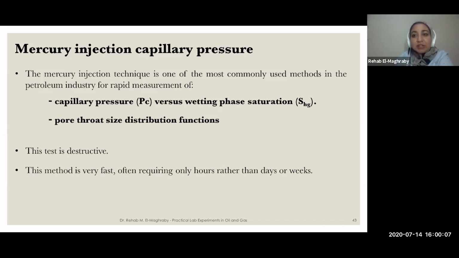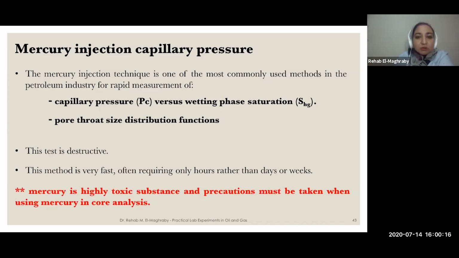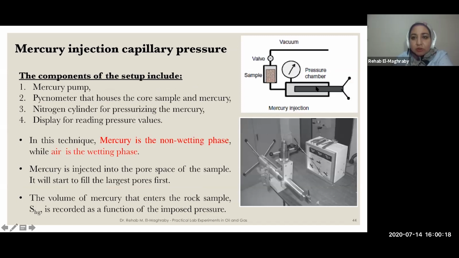It is fast. It doesn't take a long time, as in the case of the porous plate. But as I told you, mercury is toxic. So here you can find the injection pump of the mercury. So this is the injection pump.